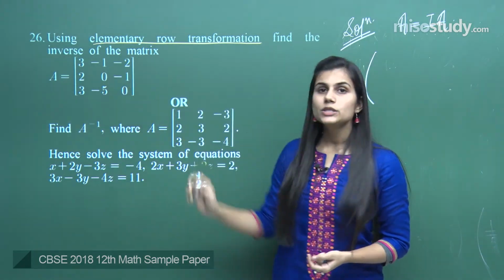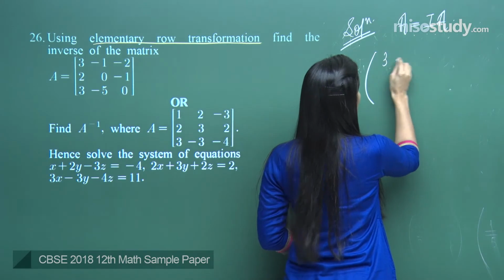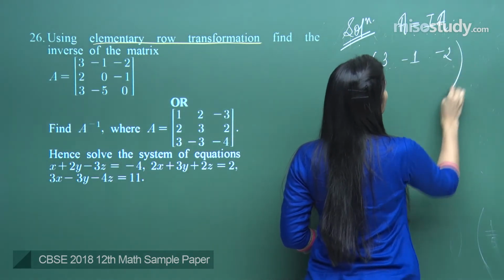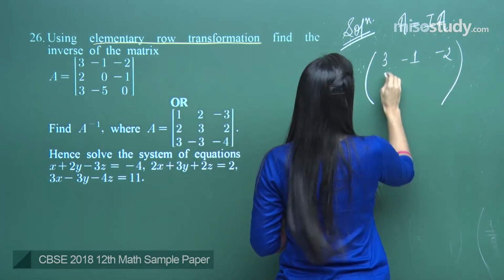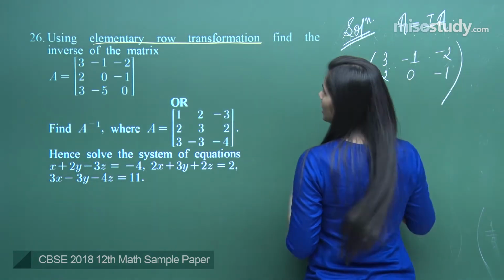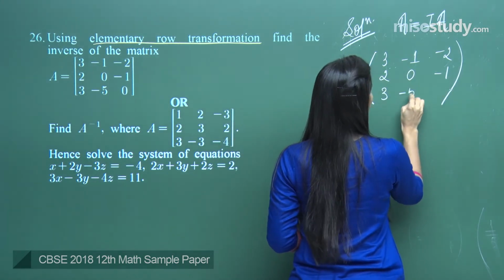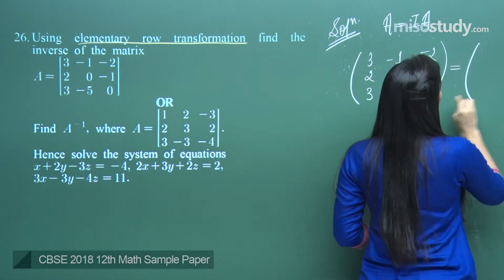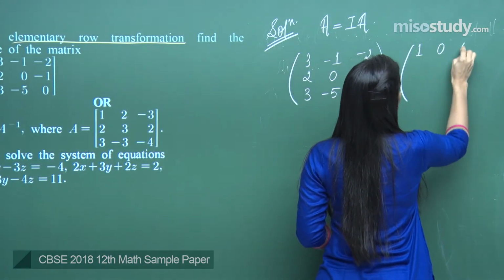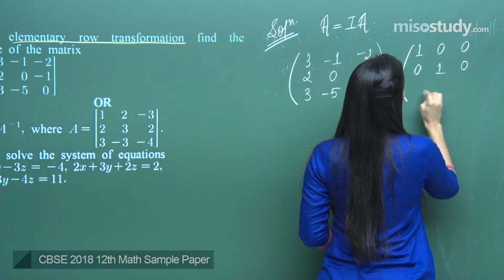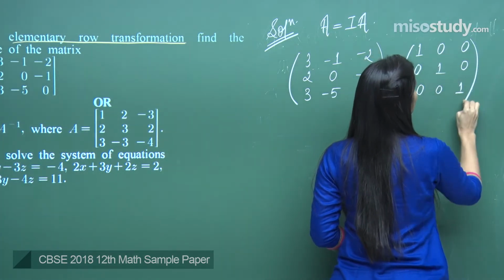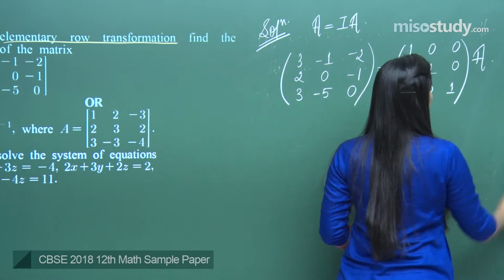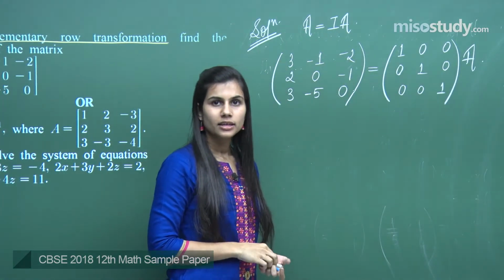It is 3 minus 1 minus 2, after which you have 2, 0 minus 1, after which you have 3 minus 5 and 0. So A is equal to identity, which is 1 0 0, 0 1 0, 0 0 1, times the matrix A.